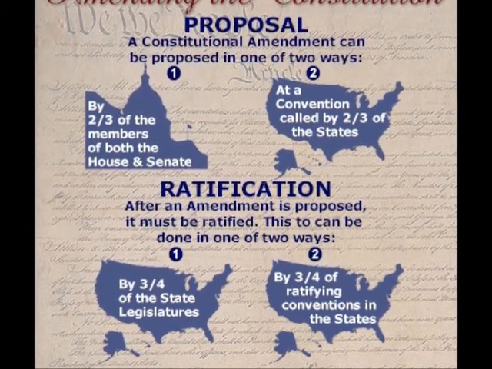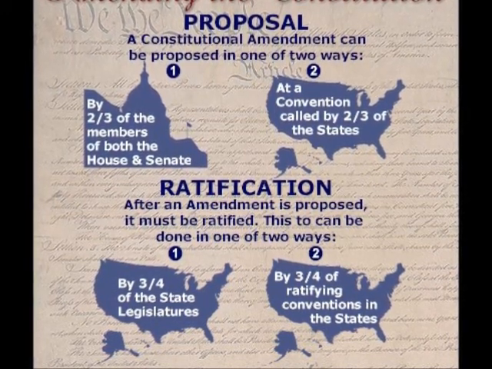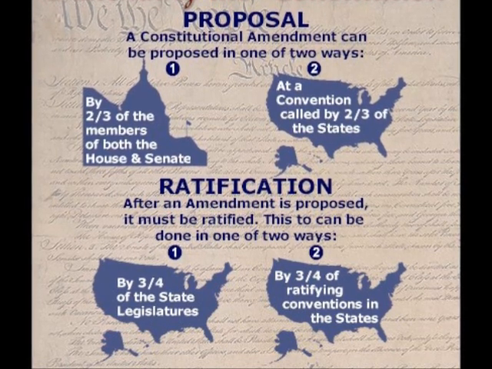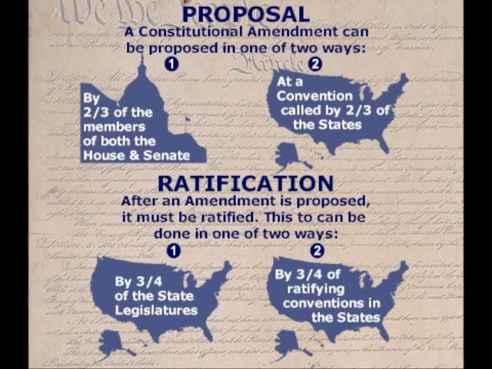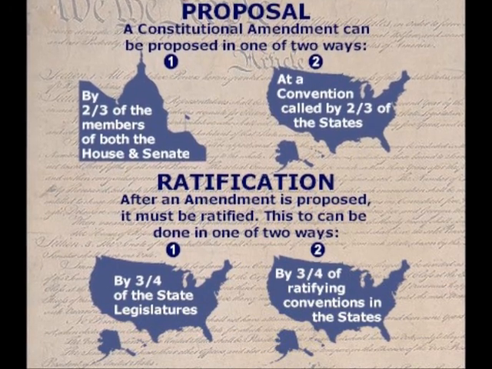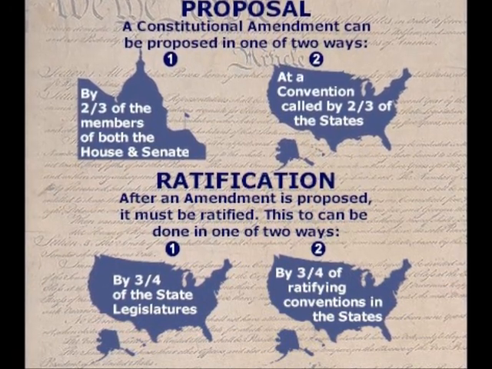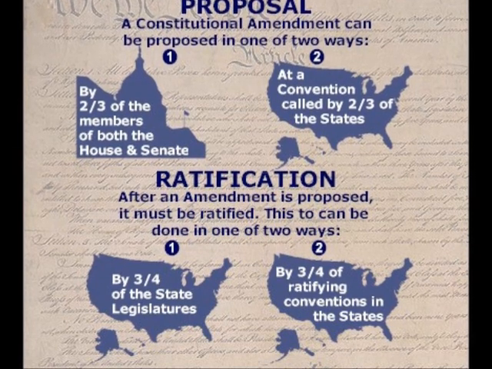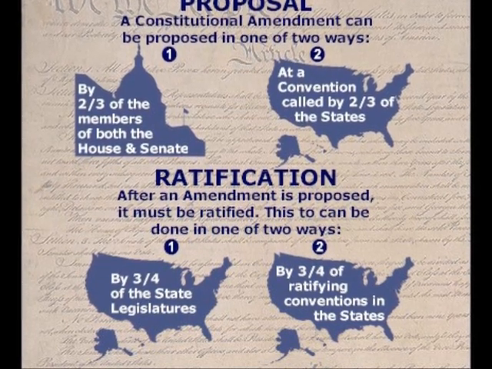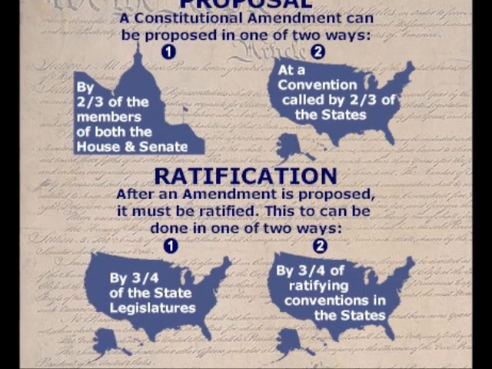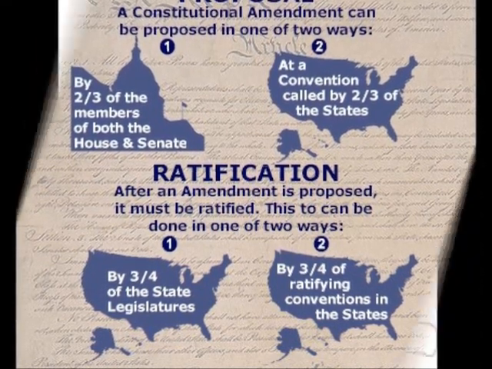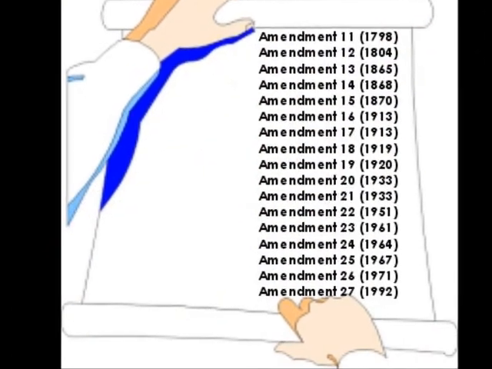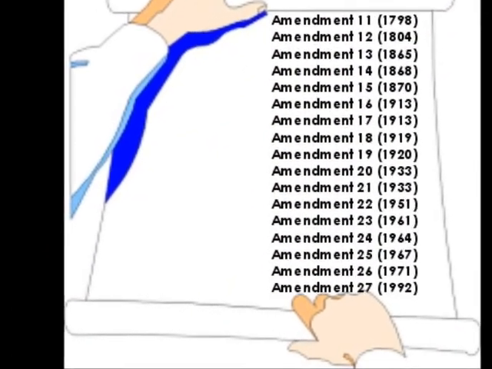Now, a difference between the state legislatures and a state convention is that in the state legislature, it's people that are elected to govern the state. In a convention, anybody can come in, or they can give out tickets for who can come in to vote. But the people actually have the chance to vote on that instead of just elected officials. So currently there are 27 amendments.